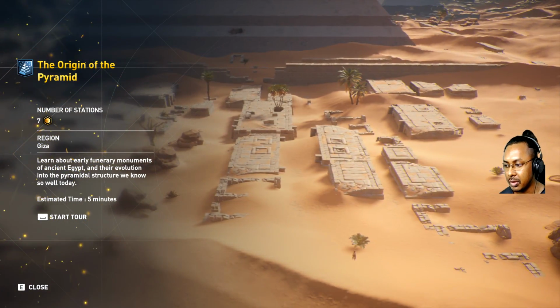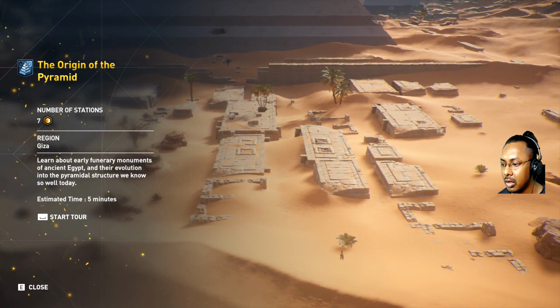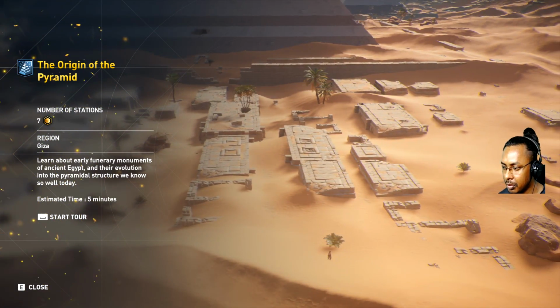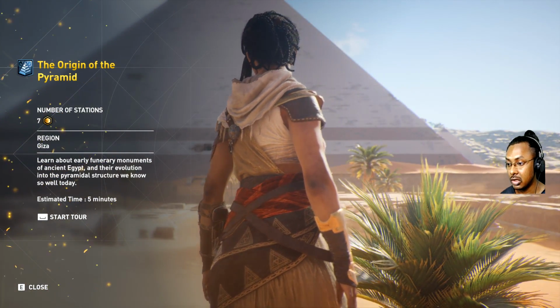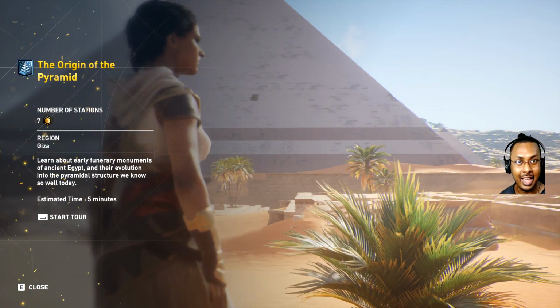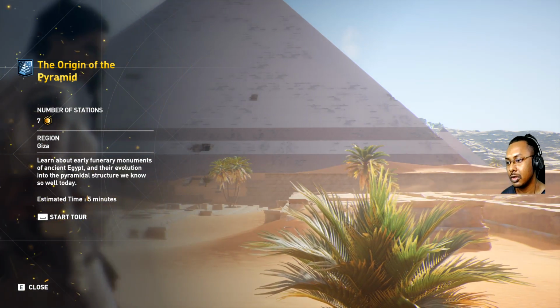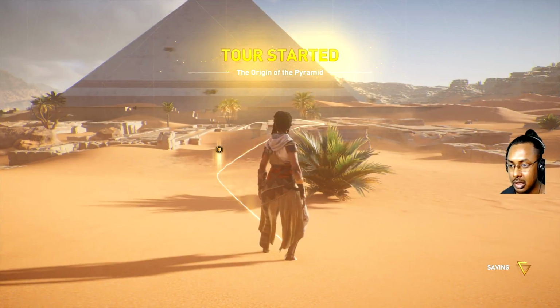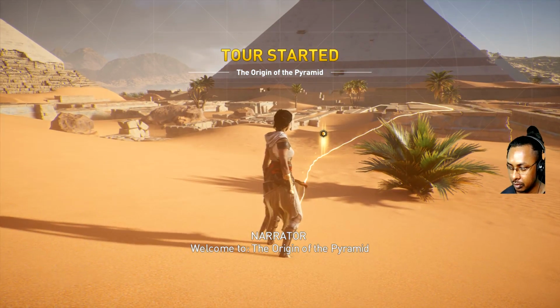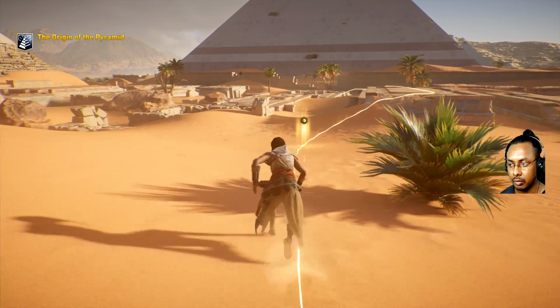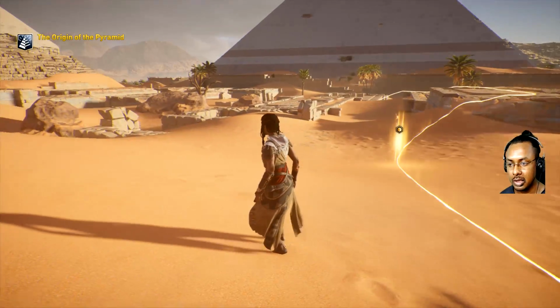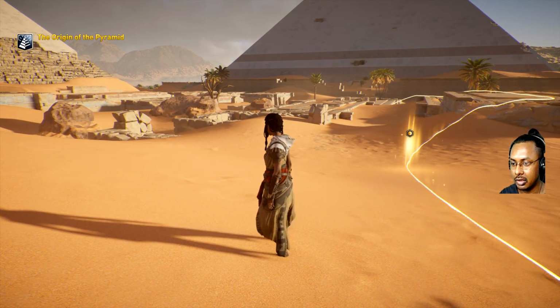These are the pyramids of Giza, and the tour covers the early funerary monuments of ancient Egypt and their evolution into the pyramidal structure as we know it today. That is very interesting. That is exactly what we want to know. Okay, let's start the tour then. Welcome to the origin of the pyramid. Okay, thank you for welcoming us, Aya. Oh, sorry, the narrator.